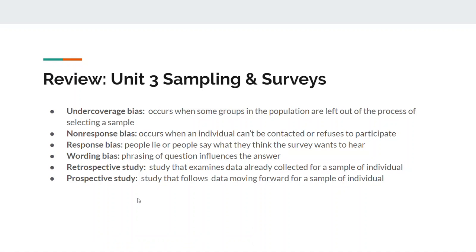This is new. The last two are new vocabulary this year, retrospective versus prospective. Those are for observational studies. Retrospective is when you pick a point in time and you look backwards and you kind of study information from the past. Prospective study is when you start picking people and then you follow them moving forward.